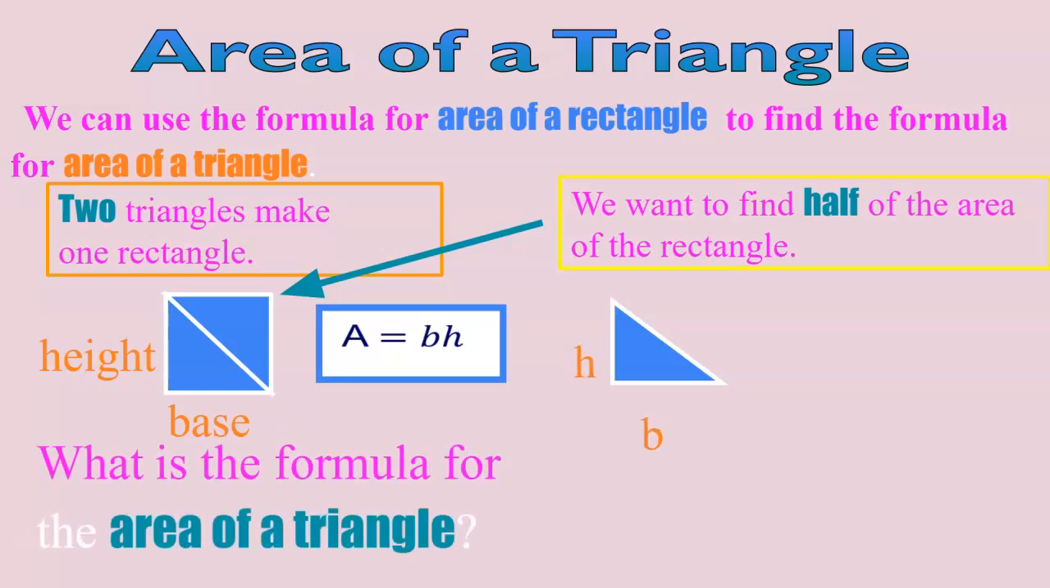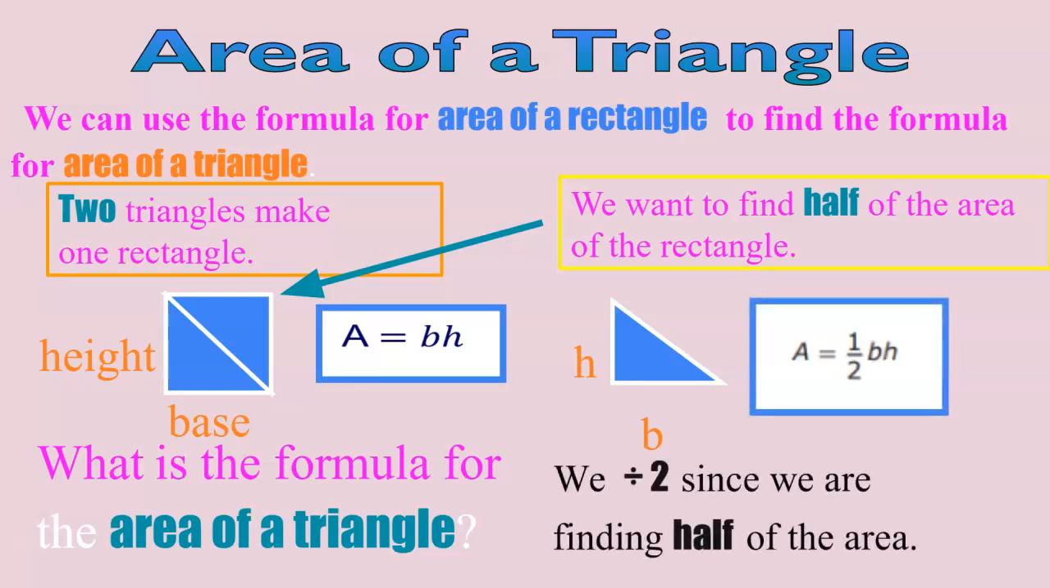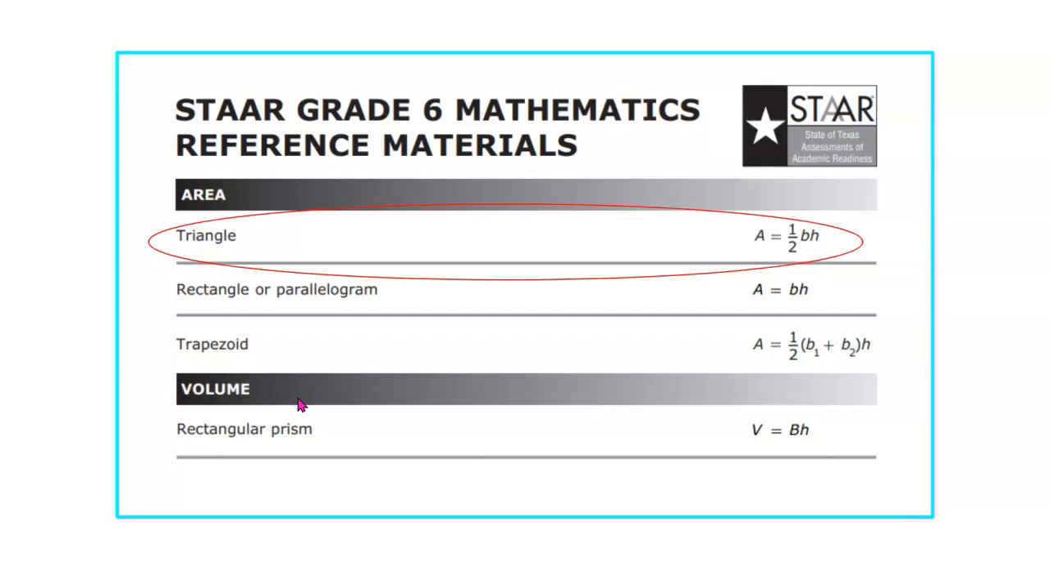What is the formula for the area of a triangle? That formula is area equals 1/2 base times height. We divide by 2 since we're finding half of the area of a rectangle. Remember to use this formula from your reference material.